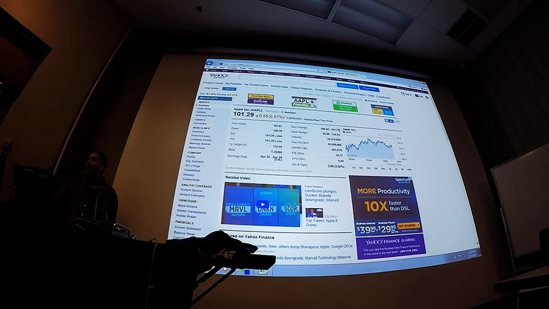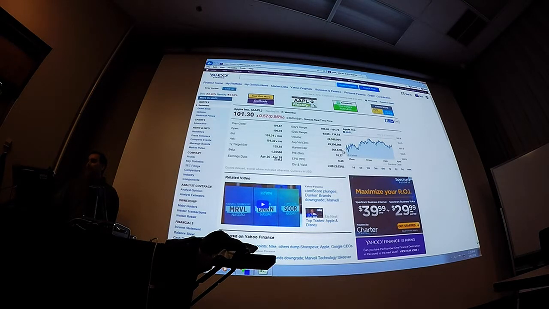You got the day's range. That's the range that the stock price has been in over today. It's gone from 100.4 to 101.76, and now it's somewhere in the middle of that. And then this is the range over the past year, over the past 52 weeks, from $92 up to $134.55. And then we got volume.